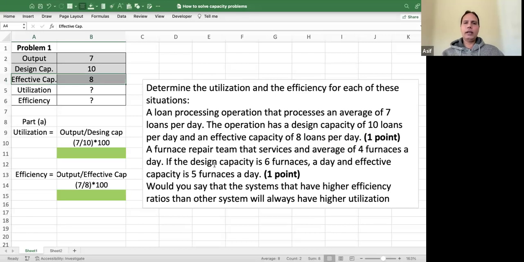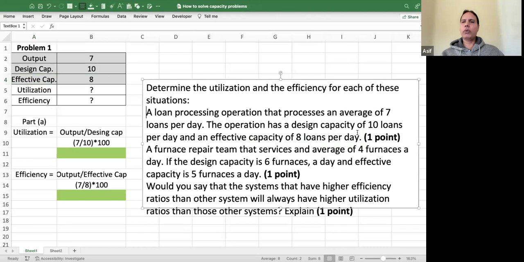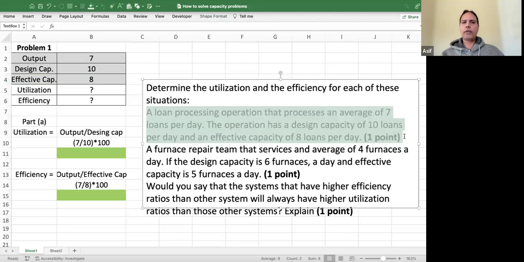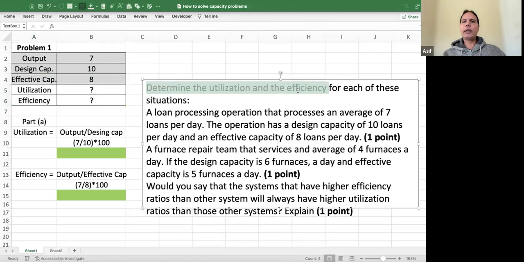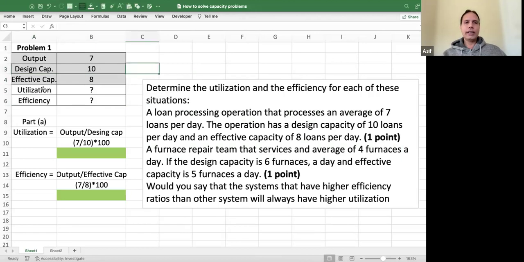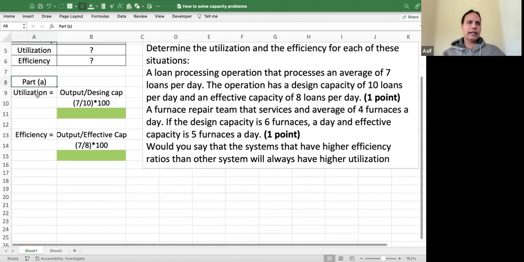And then there are different parts, but we will be solving only one part. Other parts will follow the same process. So what we have to find are utilization and efficiency, because this is what's mentioned here: determine the utilization and efficiency for each of these situations. Okay, so we have to calculate utilization and efficiency. So this is the first part, that's about data, and it's mandatory that all this data is written here. And then we have the next part, which is called utilization.